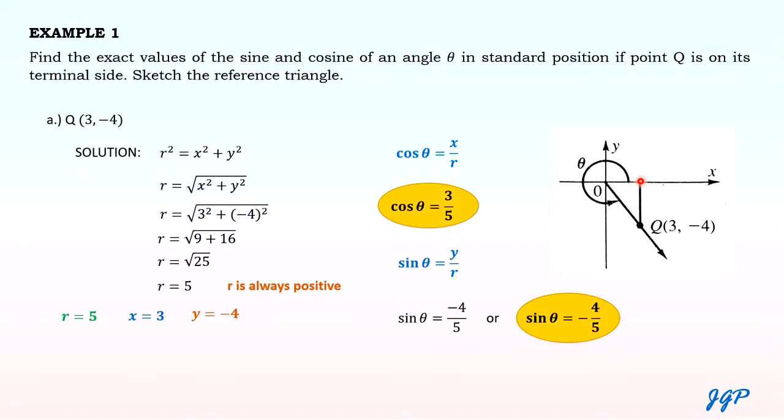So, here it is. And then, this one is negative 4, meaning from the origin, pa-down naman tayo 4 units since that is a negative, and then meet mo lang sila, and here now is our point Q. So from here and then from the origin, this one now is our reference triangle, and this one is the arrowhead.